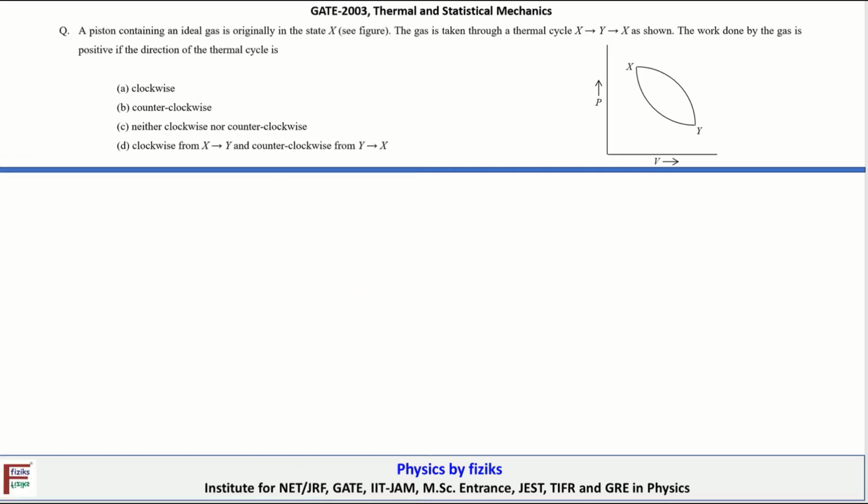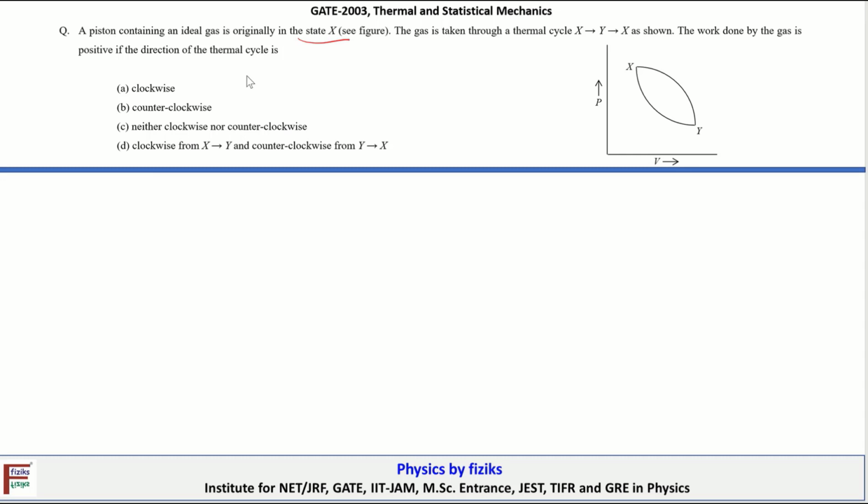So in this video we are going to talk about the questions which appeared in stat and thermal physics in the GATE 2003 examination. Okay, so let's continue with the first question. The statement is, the piston containing an ideal gas is originally in state X.